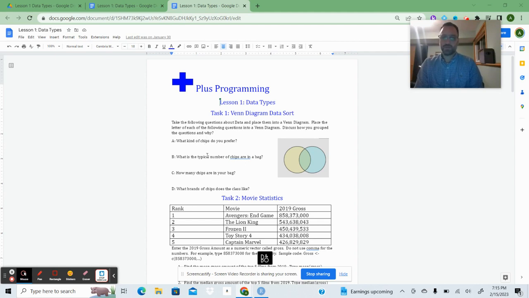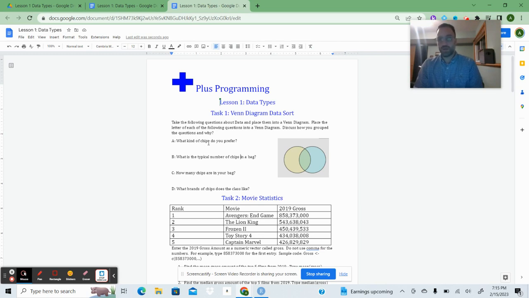What kind of chips do you prefer? What is a typical number of chips in a bag? How many chips are in your bag, and what brands of chips does the class like? Now, if you notice, two of them are similar, two of them are not. What's a typical number of chips? How many chips are in your bag? Those are actually numeric data. So the answers would be in numbers.